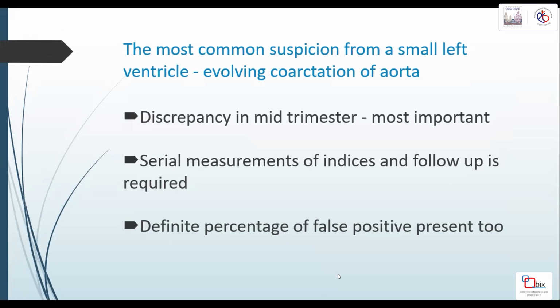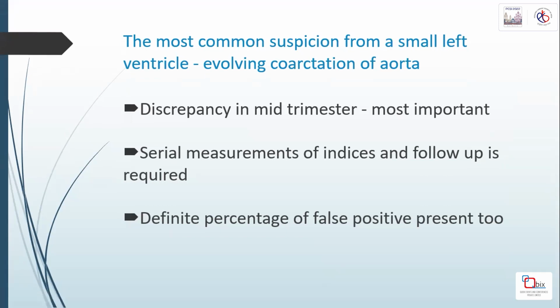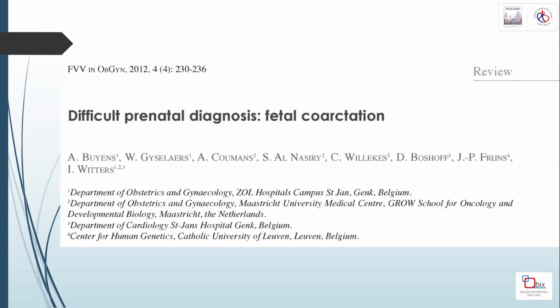Yeah, the most common suspicion from a small left ventricle is an evolving coarctation of the aorta. It is important to remember that when the discrepancy is more obvious in the mid-trimester, that is by 20 weeks, we have to take it with more significance. Late trimester onsets should be taken with a huge pinch of salt. Serial measurements of indices and follow-up are very important. We should also remember that there is a definite percentage of false positives in these assessments.